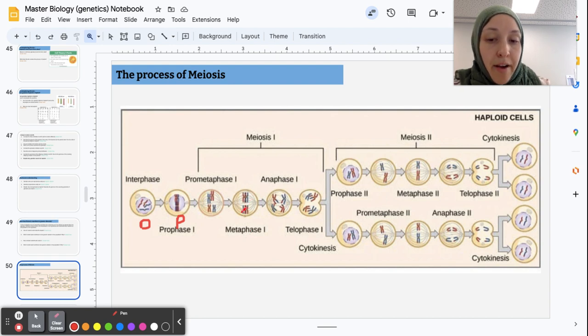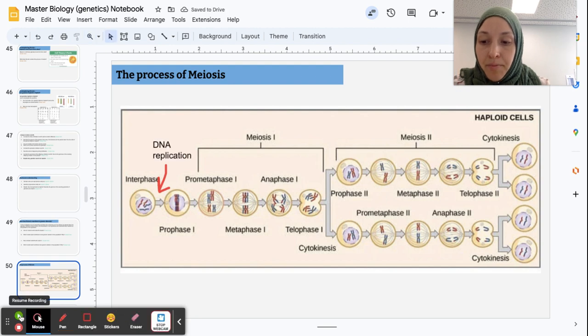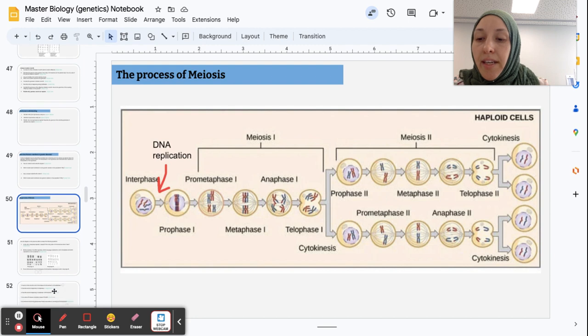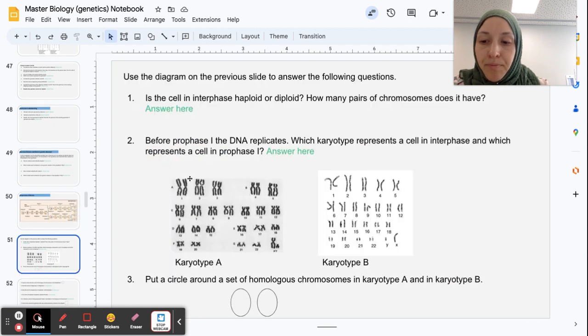Homologous chromosomes are paired. So my long chromosome pairs with my long chromosome, my short chromosome pairs with my short chromosome. So maybe you might be confused, why are they like X's now? That's because right here, DNA replication happens. When DNA replication happens, now our chromosomes have a replicated version that they are attached to.